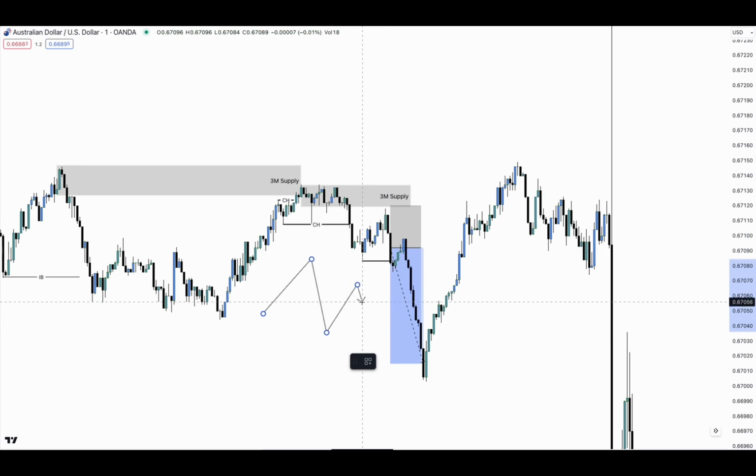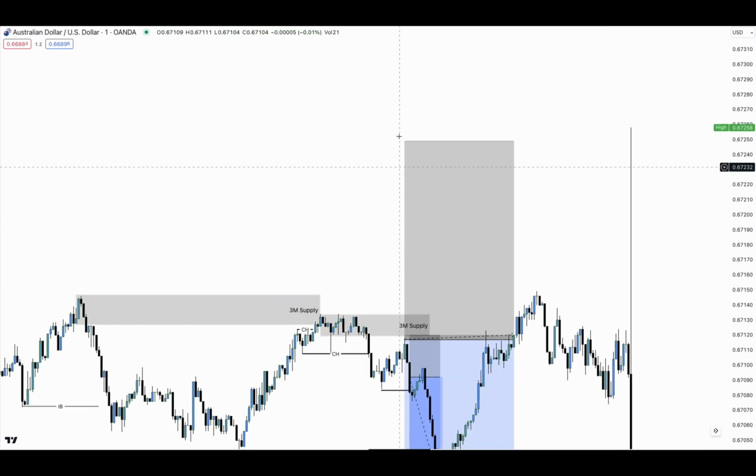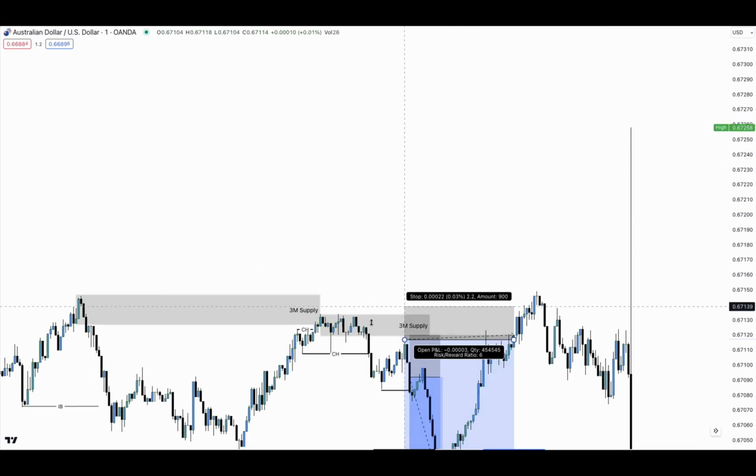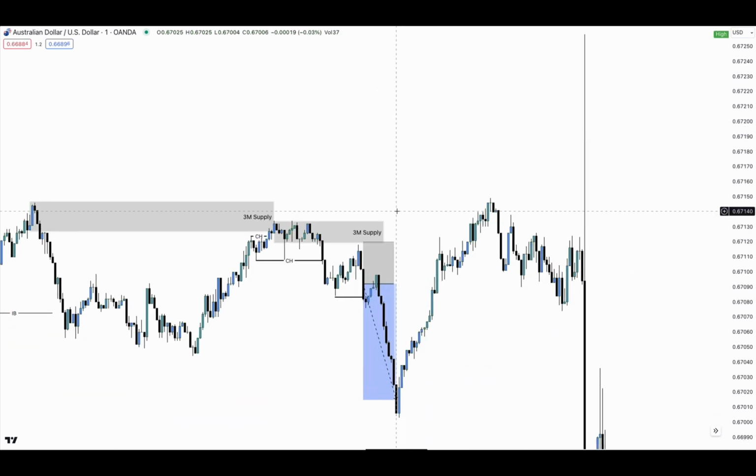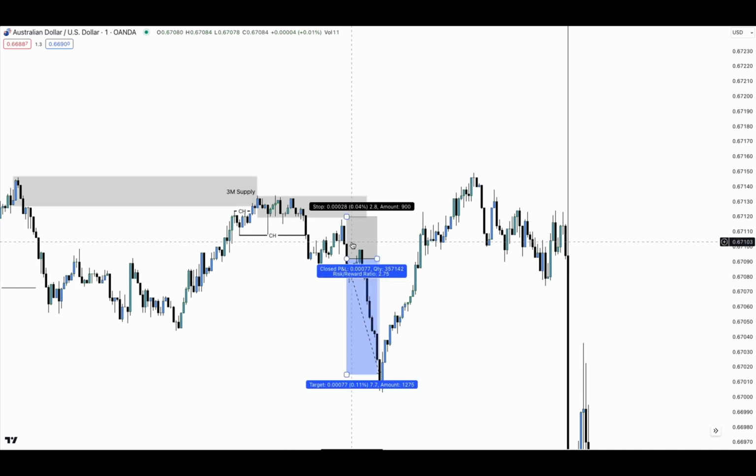Perfect. Now, we have that retracement back into structure. And again, you could have perfectly taken that trade. Would have been great, right? But again, I chose to be a little bit more cautious, and I waited for this one more break of structure to the downside.